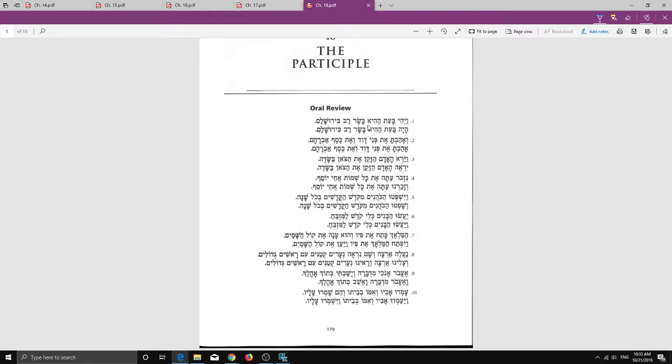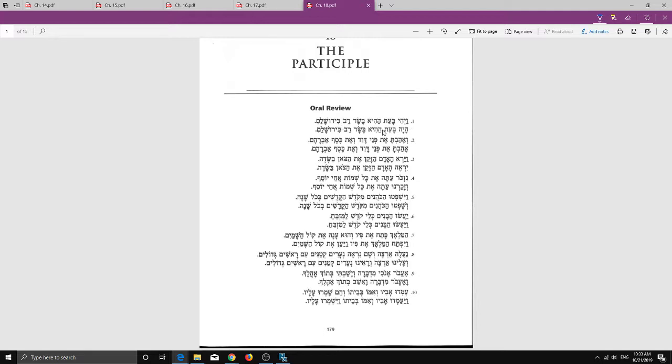Vayehi ba'et hahi basar rav b'Yerushalayim. Okay, and that is, and there was. Notice that this is imperfect, but because of our vav, we'll change it to perfect. There was in that time, literally in the time, that one. So, and there was in that time flesh or meat, much. So much flesh in Jerusalem.